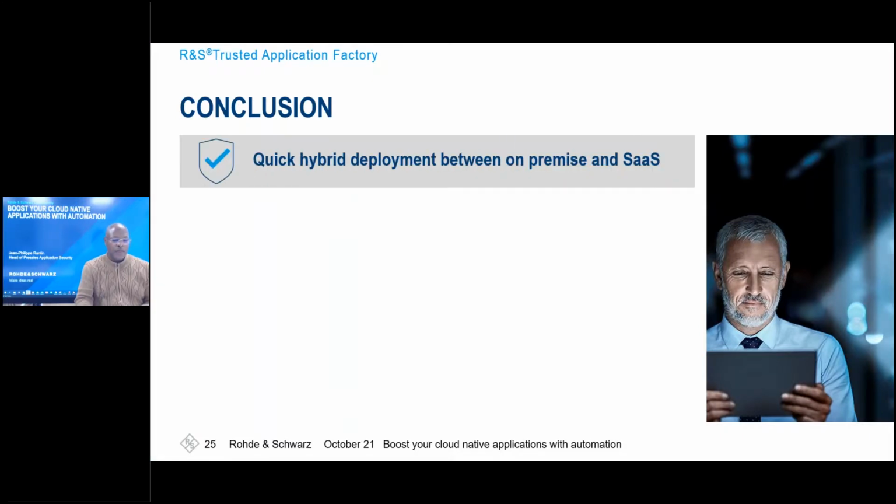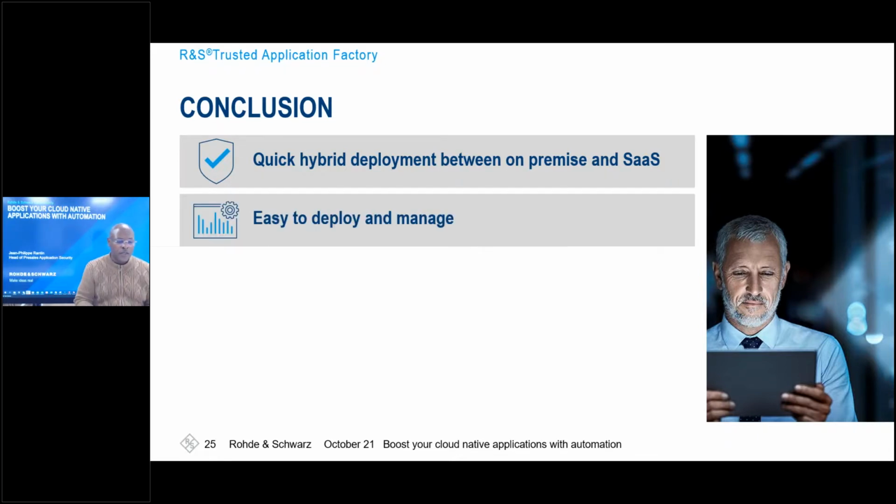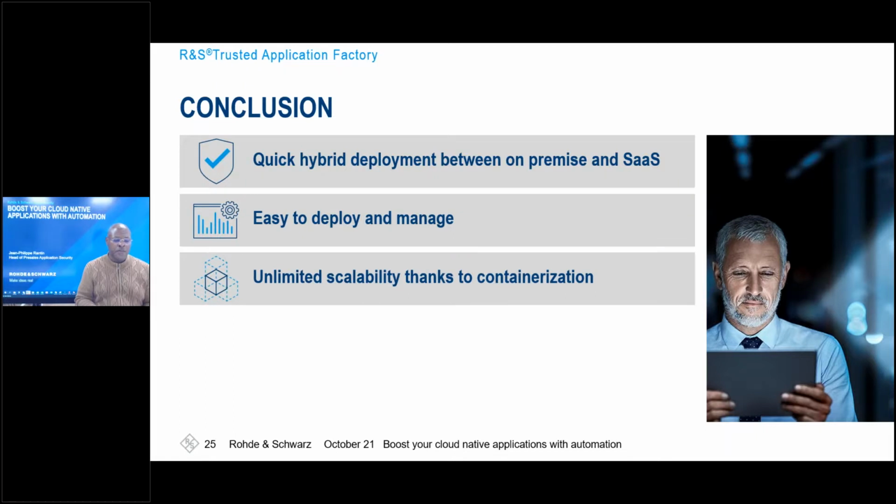So in conclusion, why adopt the Roland Schwarz Trusted Application Factory? The first thing is to have a quick hybrid deployment between the on-premise and the SaaS. So that's the best way to do it. Then there is the ease of deployment. It's very easy to deploy the product. As you saw, it comes as a container. It can be configured using YAML type of file, together with your application, built into your CI/CD.